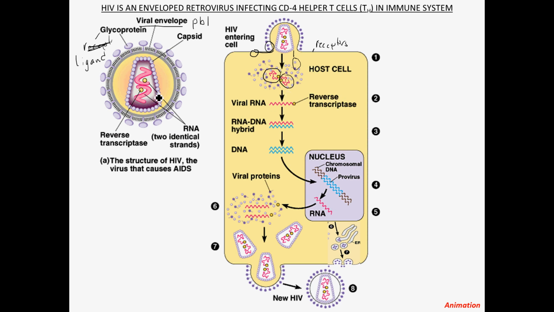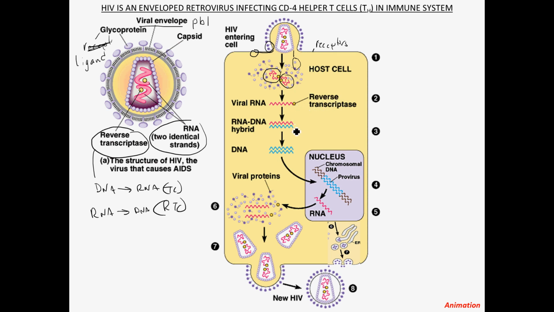Now let's go back over here and just take a look at that for a second. There are two identical strands of RNA, and they also have this enzyme called reverse transcriptase. Reverse transcriptase is very descriptive of what happens there. Transcription, you remember, is using DNA as a template to make an RNA. That's transcription. So reverse transcription would be using RNA as a template to make DNA. And this is what we see happens here. So here's reverse transcriptase.